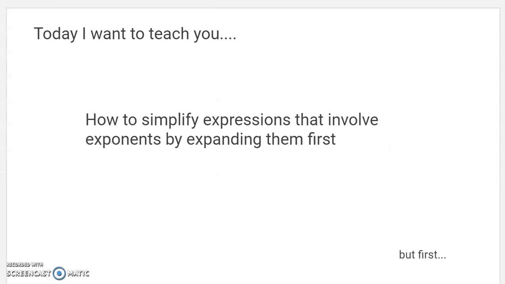Okay, now that that is out of the way, a little refresher. Today I want to teach you how to simplify expressions that involve exponents by expanding them first. Make this the title on the next 3 pages in your math notebook. When you've done that, concentrate and follow along with me.